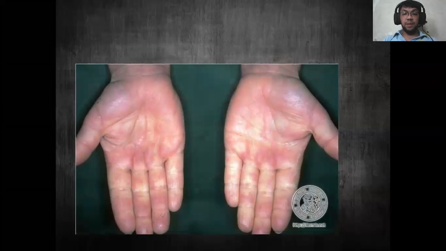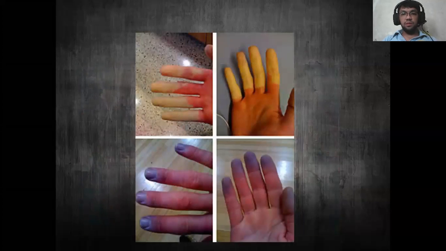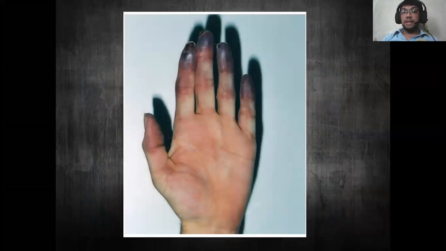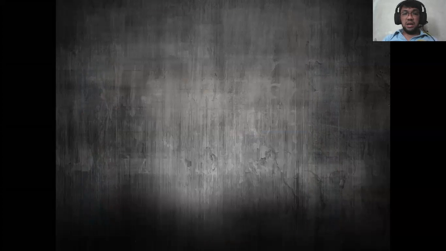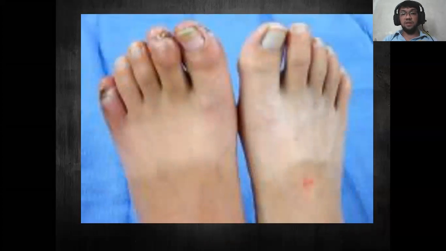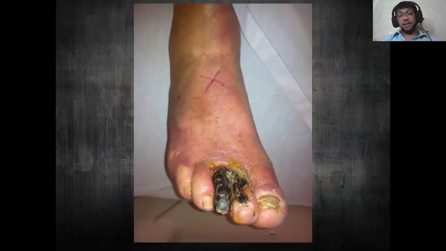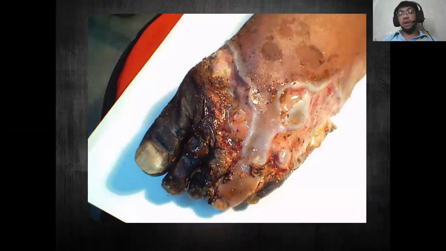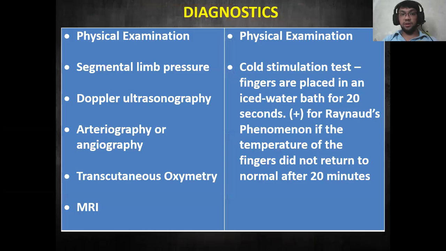So here's another example. As you can see here in these examples, the fingertips or the fingers themselves are appearing pale or even cyanotic. As you can see, the fingertips of this patient, and it can become gangrenous later on. It can become necrotic. So it's very, very dangerous to have this condition. This one is for Buerger's disease. So it can become necrotic and gangrenous if it further worsens.